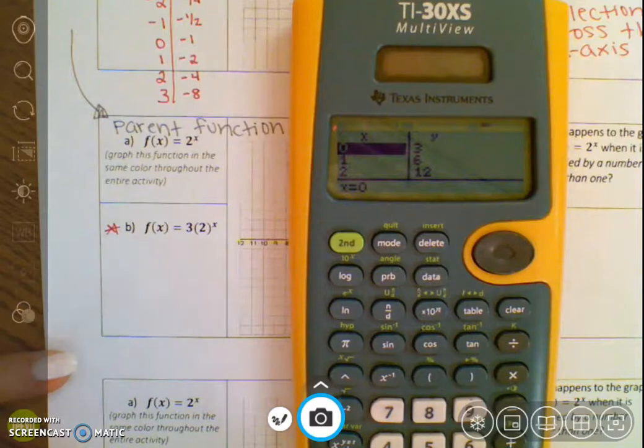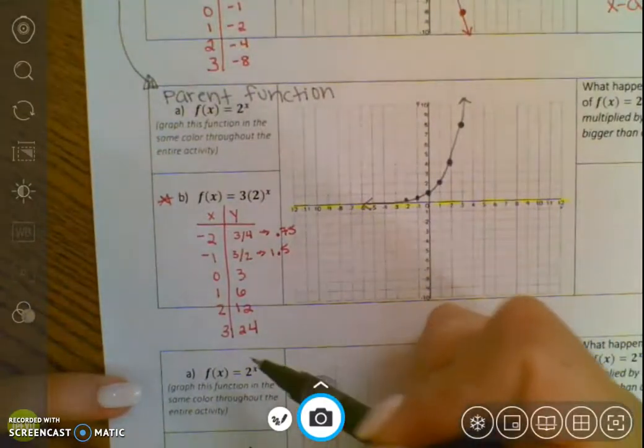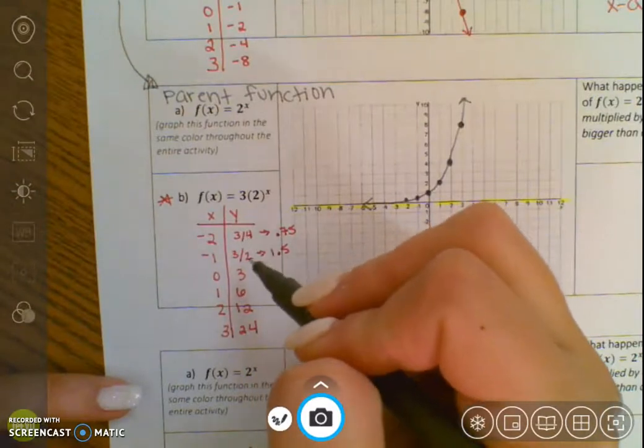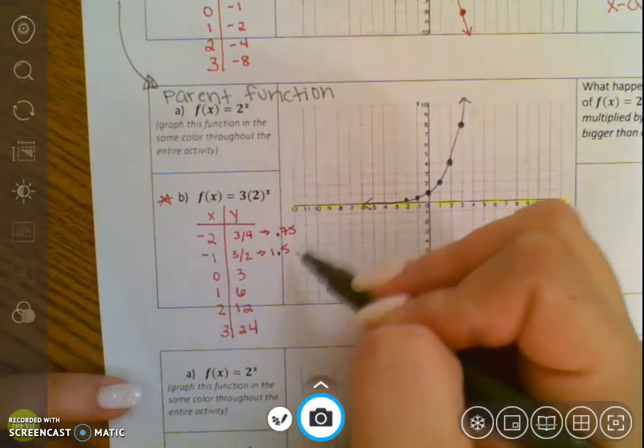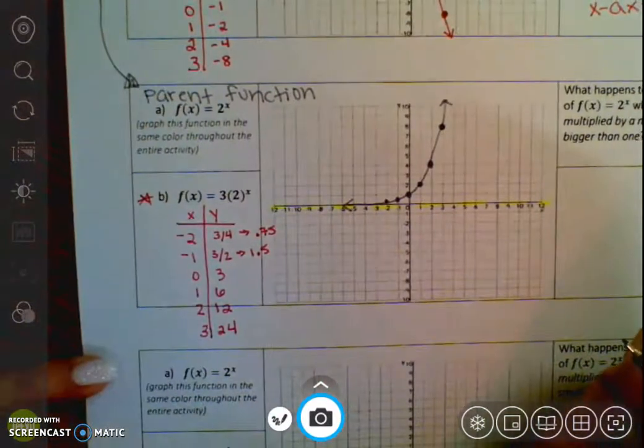So there's my table. So I'm going to go ahead and pause this, write down my table, and you do the same. So the table you should have gotten is this same table I have in red. So I made sure though, because the table gave me 3/4 and 3/2, I changed those to decimal places so I could graph them easier. So go ahead and pause this and graph the points.